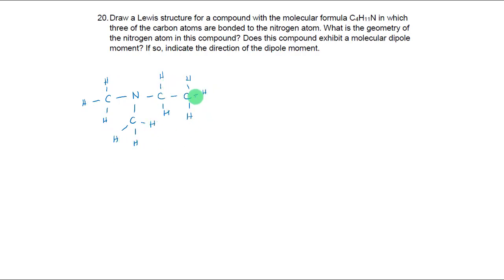Okay, so I have 11 hydrogens, 4 carbons, and 1 nitrogen. This should have a lone pair. So the geometry of this nitrogen is tetrahedral. And it does indicate a molecular dipole. This would be the direction of the dipole arrow.